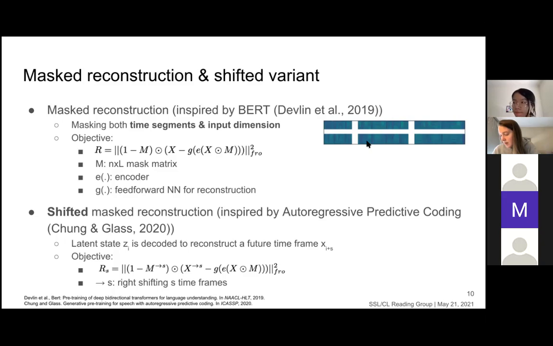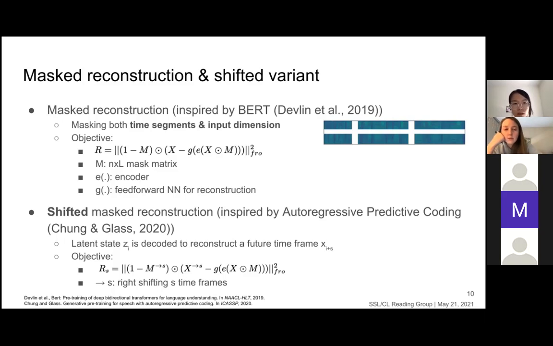So I'm just curious, like the effect of the time prediction versus the input prediction, do they do ablations or experiments on how much predicting those two different dimensions helps your final performance? Yeah, that's a good question.